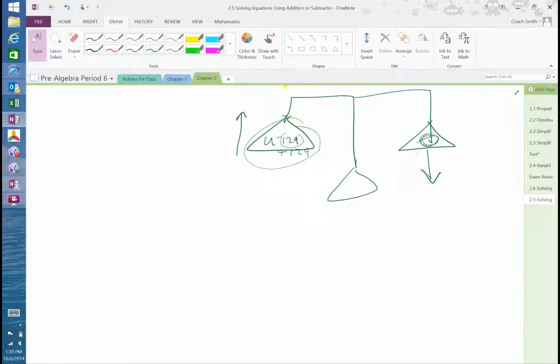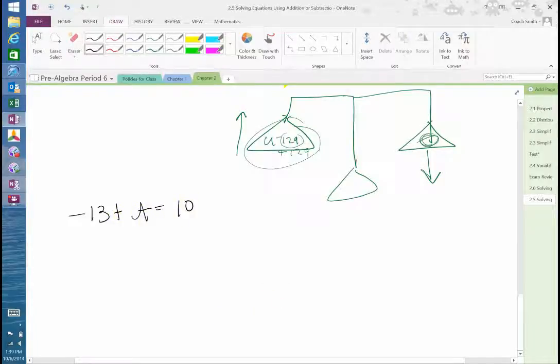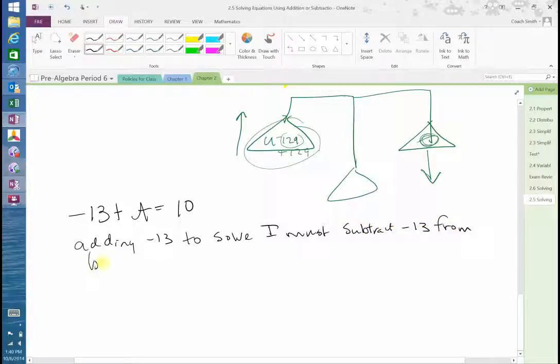Okay, let's look at this one. Negative 13 plus t equals 10. So what am I doing to the variable t? I'm adding what? I'm adding negative 13. So to solve, I must subtract negative 13 from both sides.